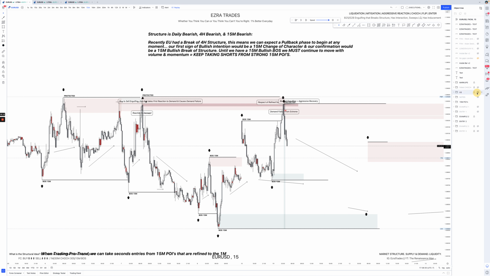So we're just going to be targeting the break of this because we don't expect this to hold. Because if this strong, extreme supply broke structure to the downside, and this is a weak 15-minute demand that fails to break this strong high, this becomes weak, this stays strong, this should go, right?